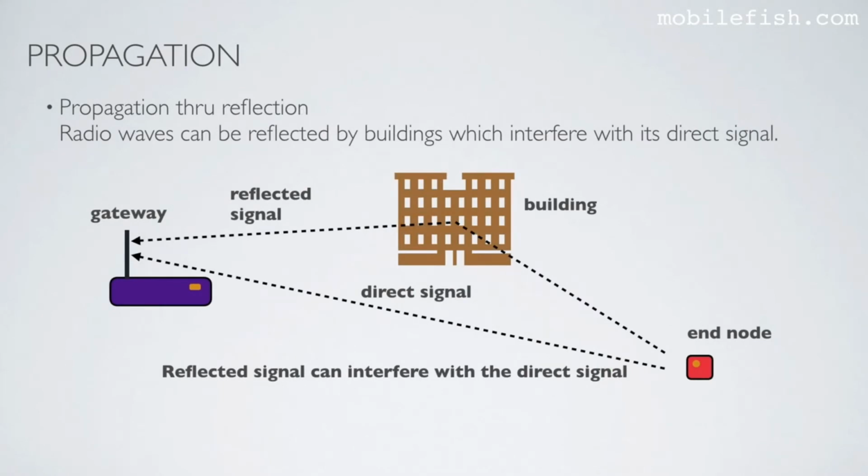There's also propagation through reflection. Radio waves can be reflected by buildings which interfere with its direct signal. Here's an end node, and this is a direct signal to the gateway. If there's a building, the signal can be reflected. The reflected signal can interfere with the direct signal.